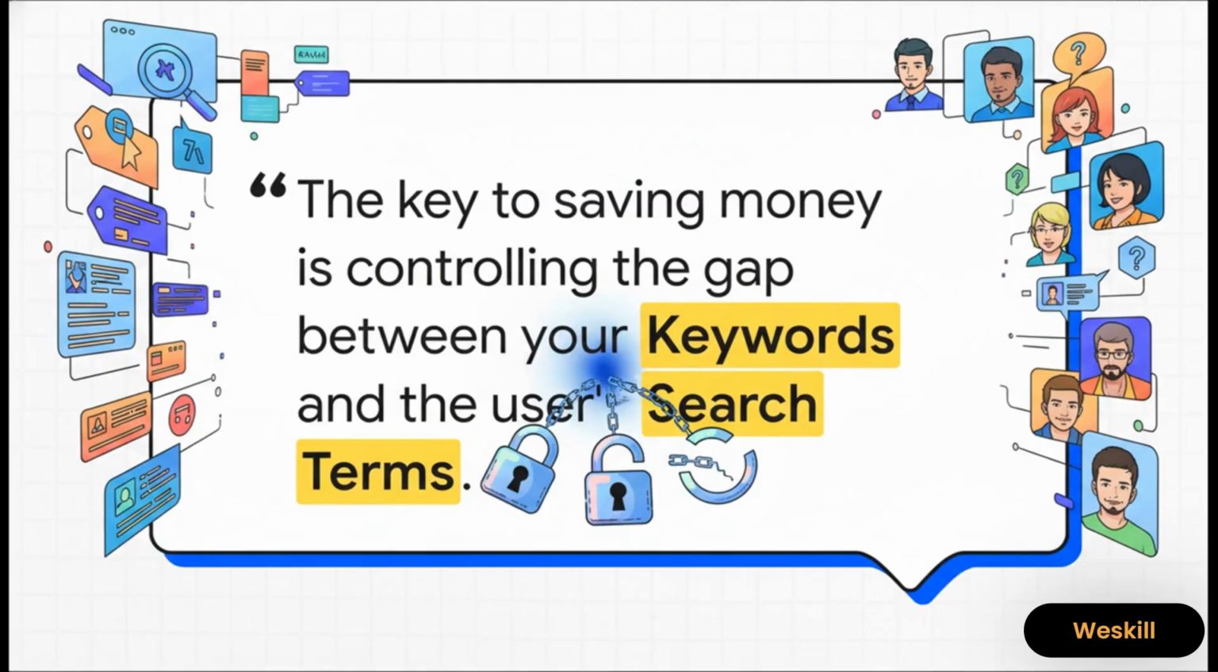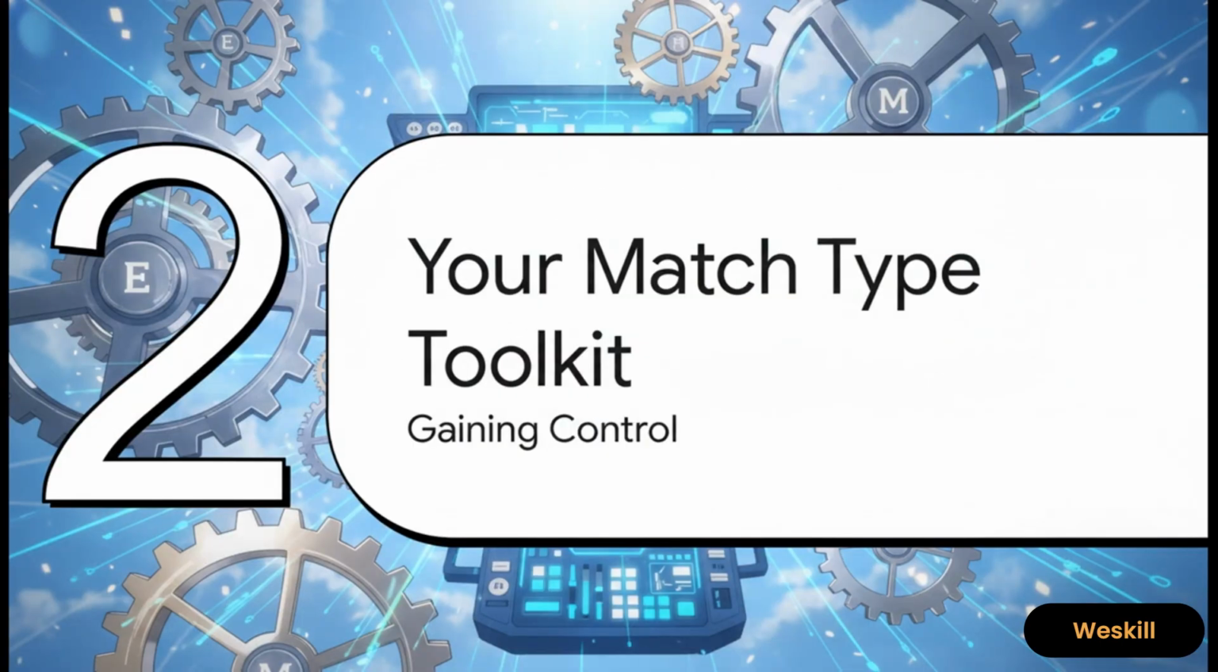And this right here, this is the whole game. Your entire goal is to shrink that gap. You want to make the connection between your keywords and the user's search terms as tight as possible. And the tools you use to do that, they're called match types. So think of match types as your control panel for your ad budget. They're basically the rules you get to set. They tell the ad platform just how much freedom it has when it's trying to match your keywords to what people are searching for. And trust me, getting this right is everything.